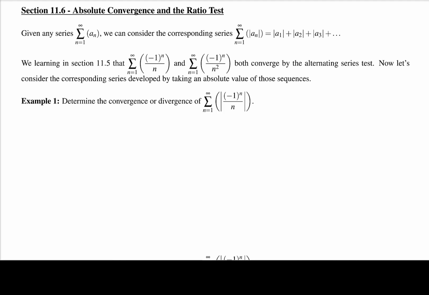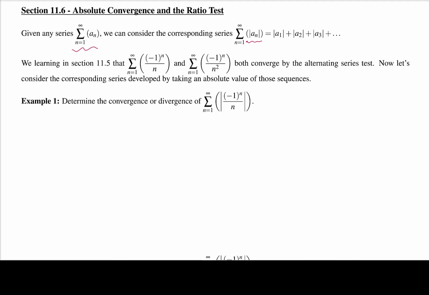Well, now we're going to talk about some things called the absolute convergence and conditional convergence of alternating series. For now, I want you to just forget those two big terms, and let's just look at something real quick. If I have some series built off this sequence a sub n, then we can consider the corresponding series where we just take the absolute value of every term.